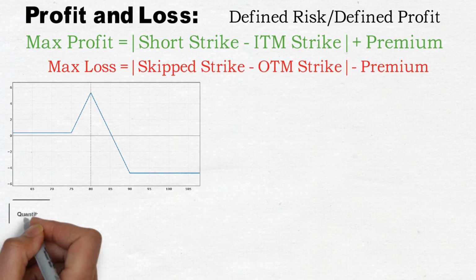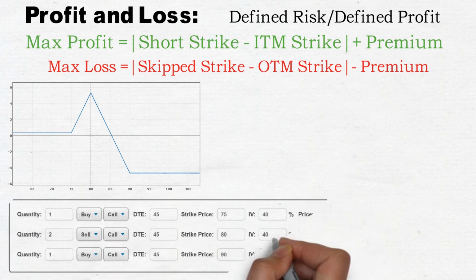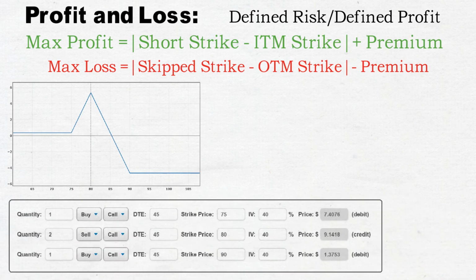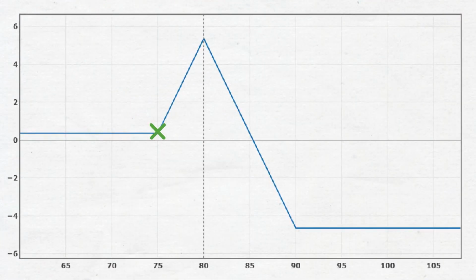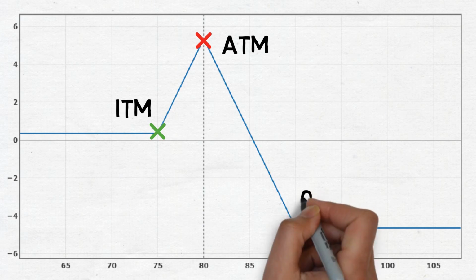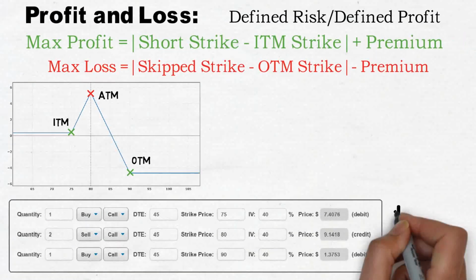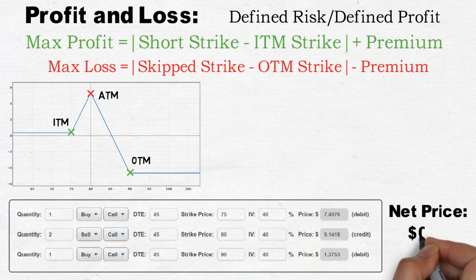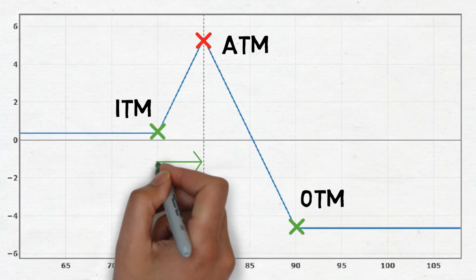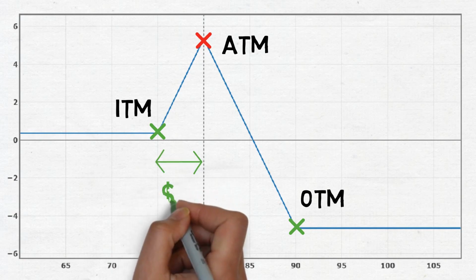For this example, we will set up a call broken wing butterfly with the following options. The underlying price is $80. We buy a call option with a strike price of 75, we sell 2 call options at the 80th strike, and finally we buy another call option at the 90th strike. The time till expiration is 45 days for all these options. The net price is a credit of $0.36. The distance between the in the money and at the money options is $5.